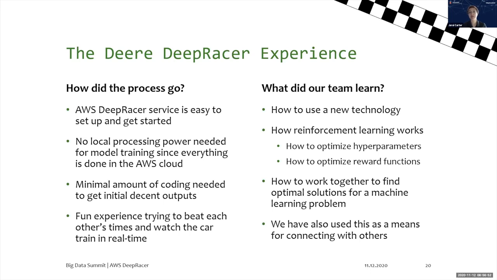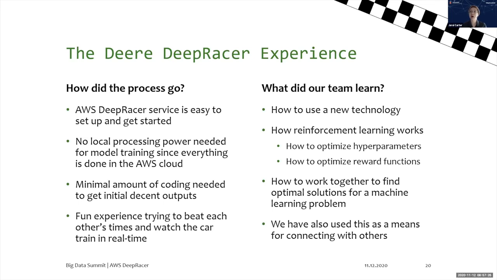It's also funny sometimes when you break the training in the car and it just spins in circles and things like that. And then the second part, what did our team learn? First of all, I think how to use a new technology. When I mentioned that JDTIC is a place for emerging tech, we really designed the space to say, okay, we want to go explore new things. So the DeepRacer really fits into that. And then also how reinforcement learning works. That's something our team hadn't worked with before, and it was a really good experience to work with that.